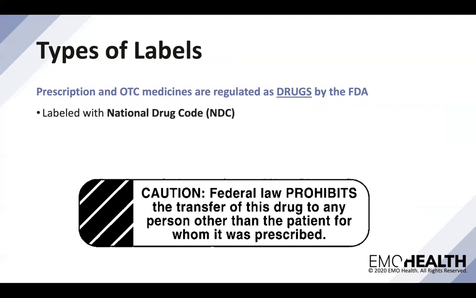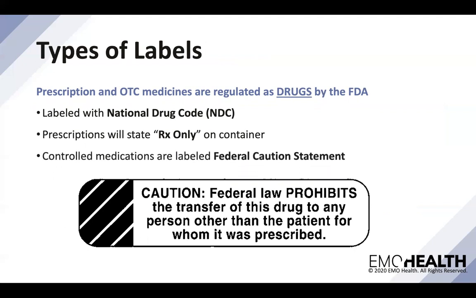FDA. They are labeled with a National Drug Code, or NDC. I will show you what that looks like. Prescriptions will further state RX only on the container. And then the controlled medications are labeled with a federal caution statement, which is shown below. It will say, caution, federal law prohibits the transfer of this drug to any other person than the patient for whom it was prescribed.